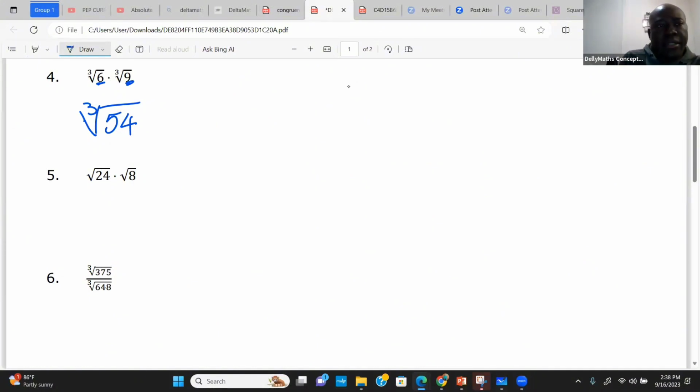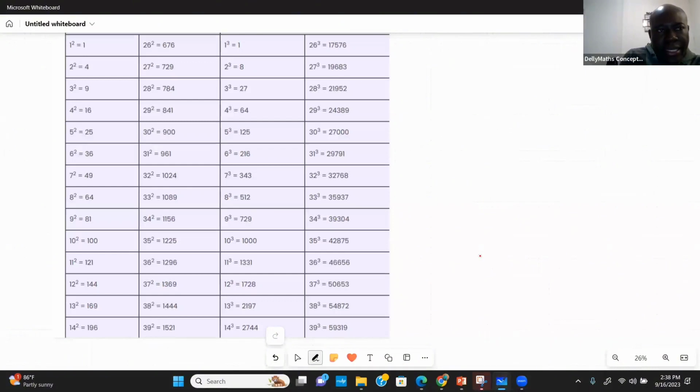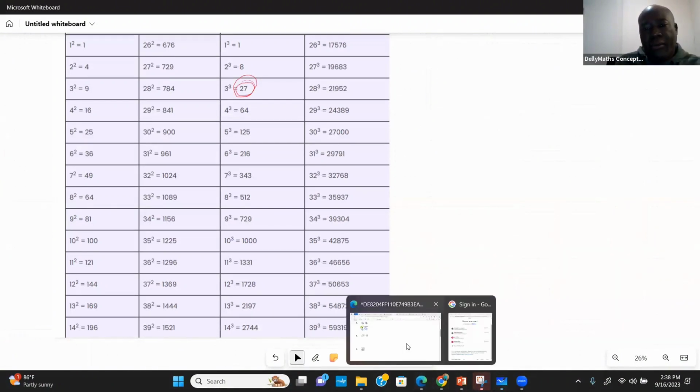Then because I'm dealing with the cube, right? I could just find the largest cubic number that is a factor of 54. And if you don't know them, you could take a look at the quick list that I have here. So I'm seeing where 27 here could help me to work that out, because 27 times 2 will give me 54. So we could take it that way.